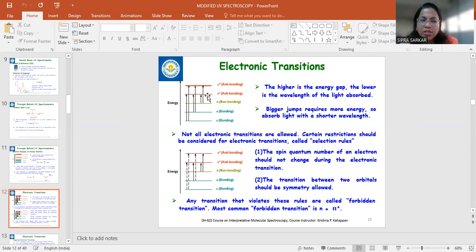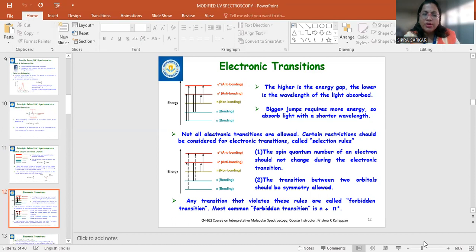Certain restrictions should be considered for electronic transitions, called the selection rules. Here you can see the spin quantum number of an electron should not change during the electronic transition. Means you can see delta sign, delta plus and delta minus. And the transition between the two orbitals should be symmetry allowed. That means there is some symmetry followed from one cell to another. Any transition that violates the rule will be forbidden. These are called forbidden transitions.